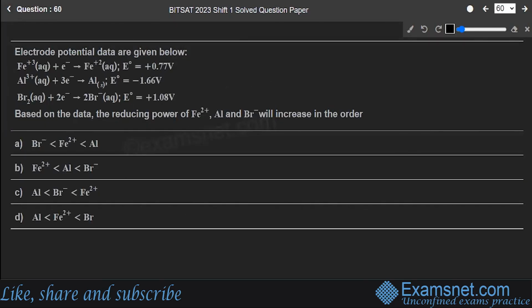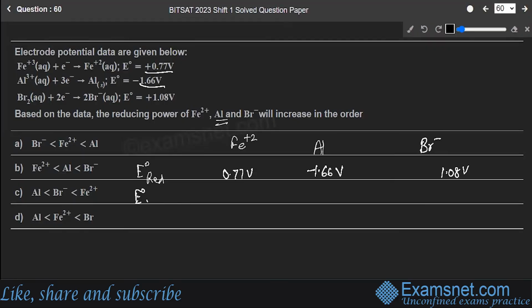Electrode potential data are given below. This is the data. Based on the data, the reducing power of Fe2 plus, Al, Br minus will increase in the order. So these are your three reduction reactions. So over here, the electrode potential for the reduction, and these are the three ions or molecules, the element Al, Br minus. For ferrous, this is 0.77 volt, and these are the reduction electrode potentials.